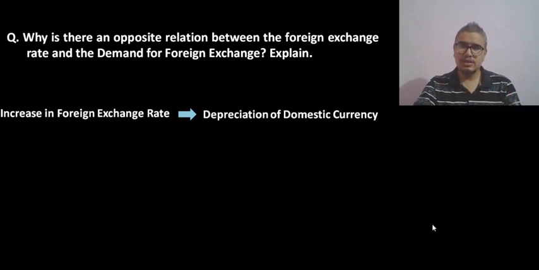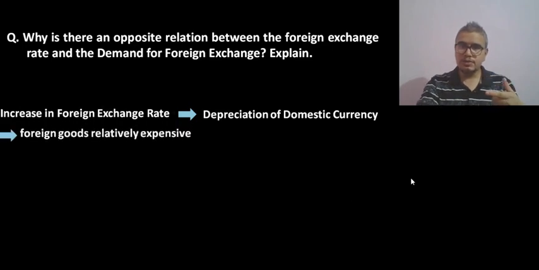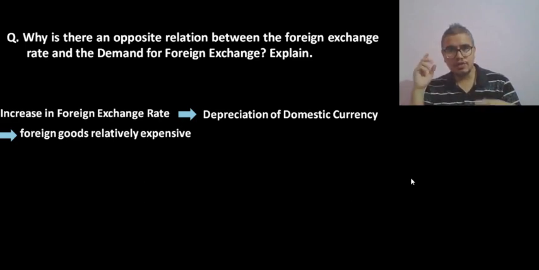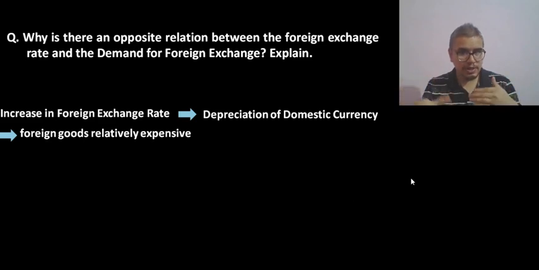Our currency, Indian currency, that is Indian rupees, is depreciating over here. And whenever there is depreciation of domestic currency, we have already discussed in our previous classes that foreign goods become relatively expensive. Now for the domestic citizen, for the Indian citizen, foreign goods, that is the goods made in USA, will start becoming relatively expensive. The price of the goods will not change, but because of the changes in the exchange rate, because of the depreciation of domestic currency, foreign goods start becoming relatively expensive to the Indian citizen.